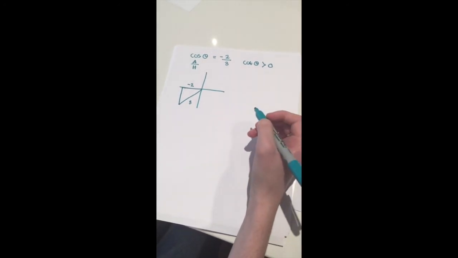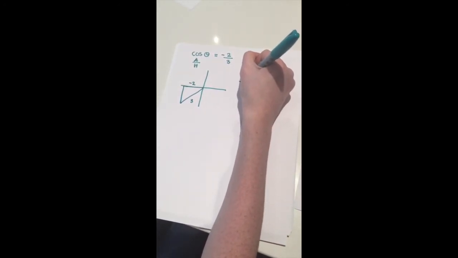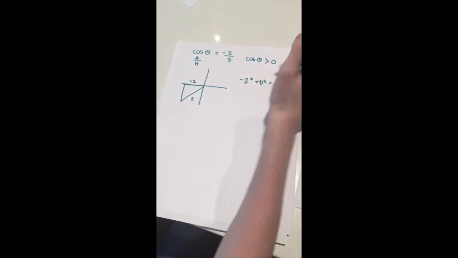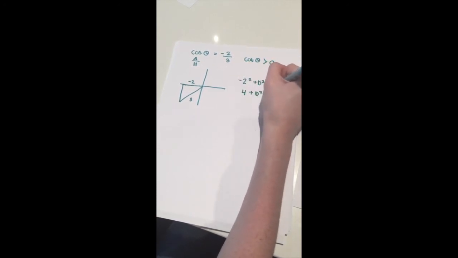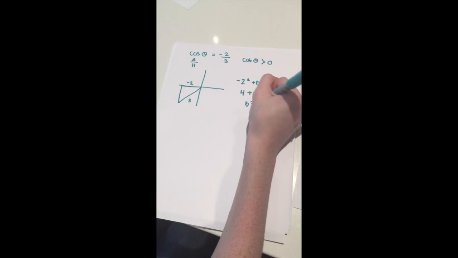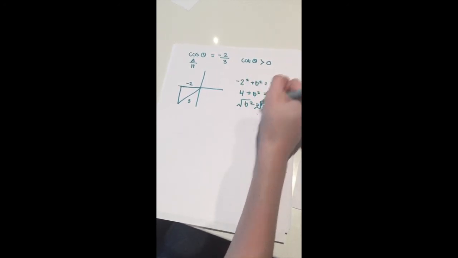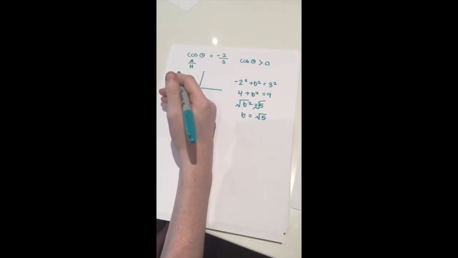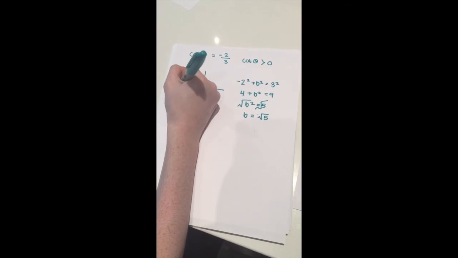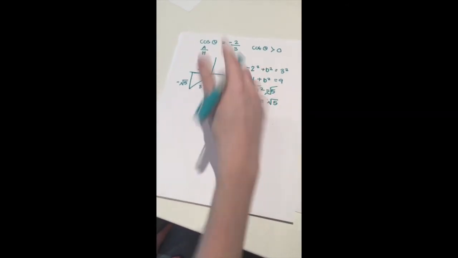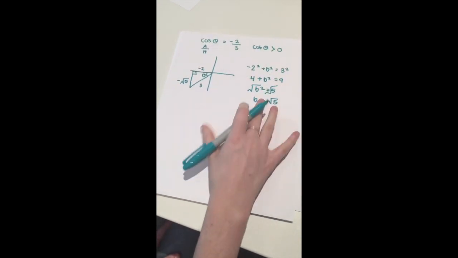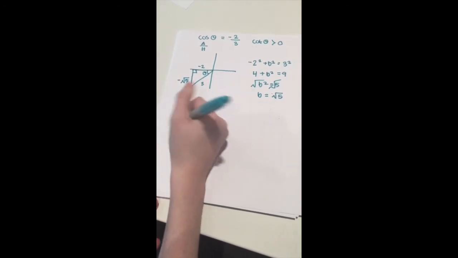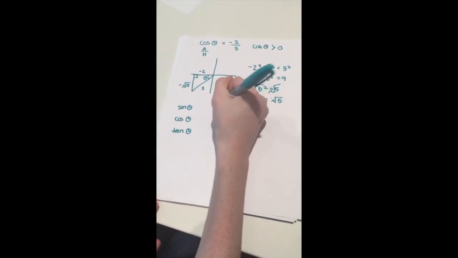Now in order to find the opposite, you simply do the Pythagorean theorem. So -2 squared plus b squared equals 3 squared. That's 4 plus b squared equals 9. B squared equals 5, and b equals radical 5. Now, because it is on the lower end of the y-axis, we know it's negative radical 5. Now that you have set this up, you know that you can just plug in your 6 trig functions.